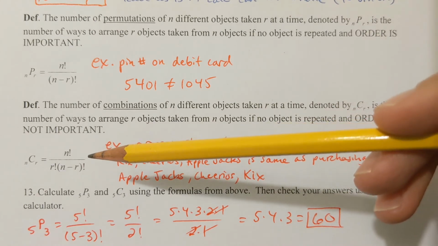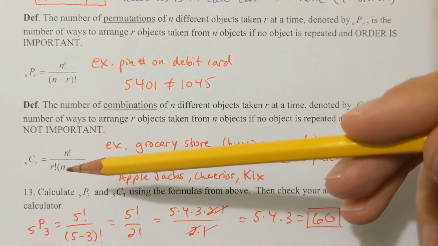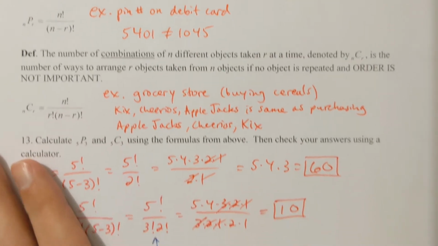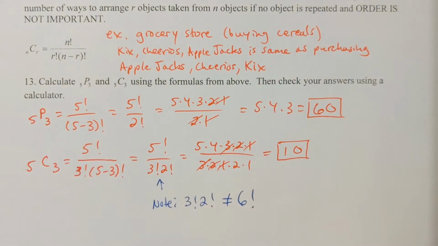nCr is very similar to nPr. The only difference is that you're multiplying the denominator by r factorial. Okay, so n factorial divided by r factorial times the quantity n minus r factorial. Problem 13 is an example where I want you to compute 5 permute 3 and 5 choose 3 using the formulas that are above, and then check your answers using a calculator.